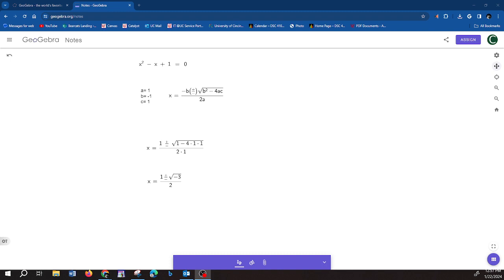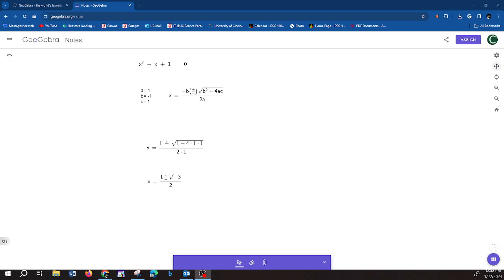So here we go. The opposite of b, so the opposite of -1 is +1, plus or minus the square root of b squared, so -1 squared, -1 times -1 is +1, minus 4 times a, which was 1, times c, which is also 1. That simplifies to 1, plus or minus, the square root didn't change, but we did clean up the inside here.